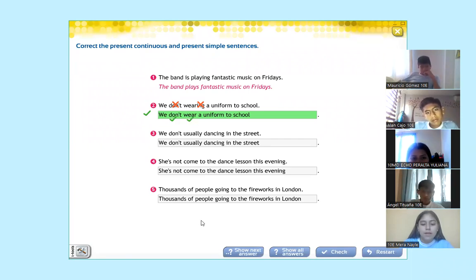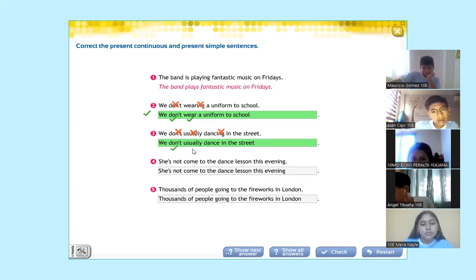What is the correction, Kevin? We don't usually dance in the street. Okay. What is the correction? Repeat the correction. We don't usually dance in the street. Very good. Remember, don't, present simple. Usually, frequency adverb for the present simple. Never with the ing form, never. What is the correct form to say? Don't and usually for the present simple, and then the infinitive form of the verb.